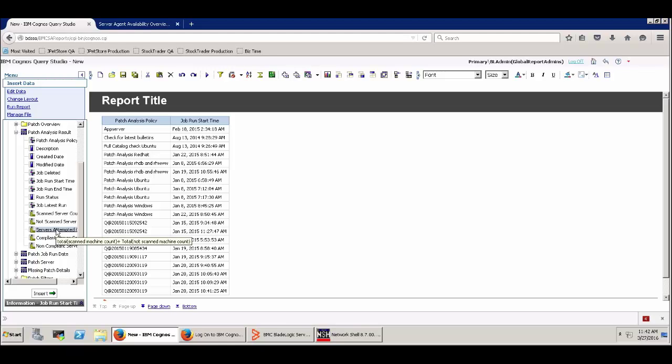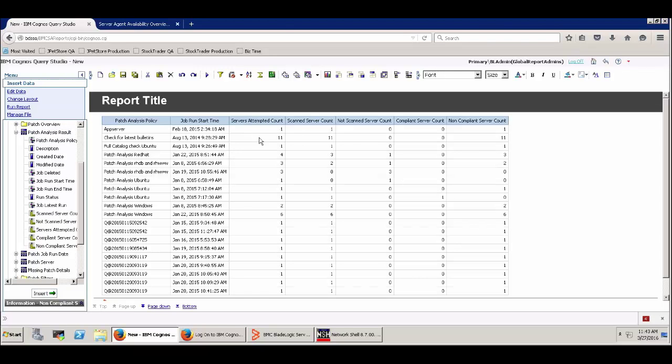how successful was I? So I always start with, and it does matter again, what order you click these on. So I'm going to get the number of servers attempted, then of those, the number of servers that were scanned, or not scanned, and then I want the number of compliant or non-compliant servers. By clicking them in that order, that'll give me a nice order that'll make sense over here.